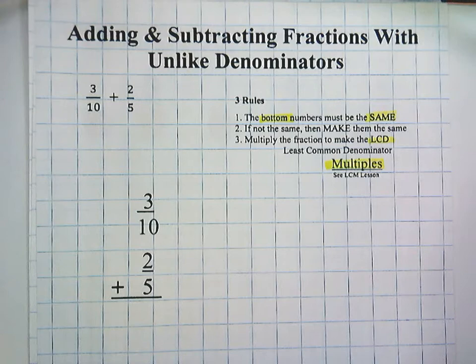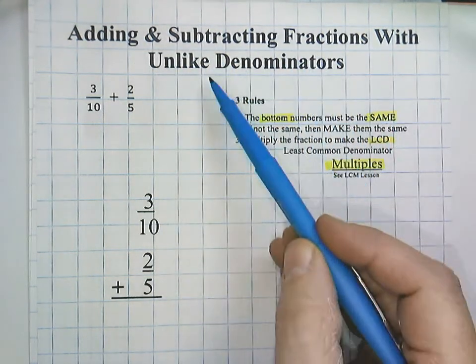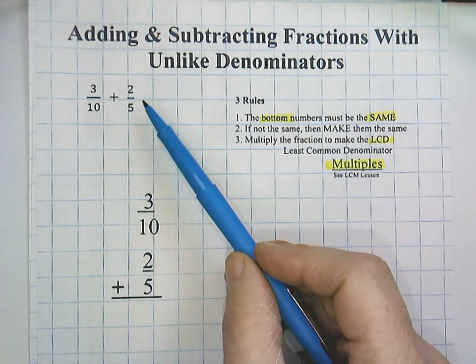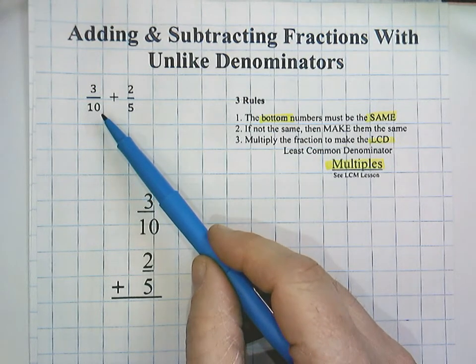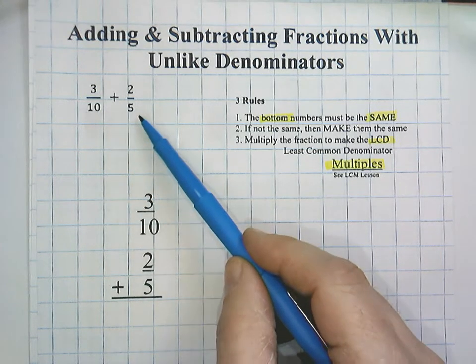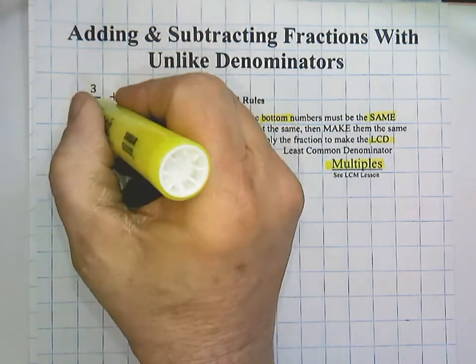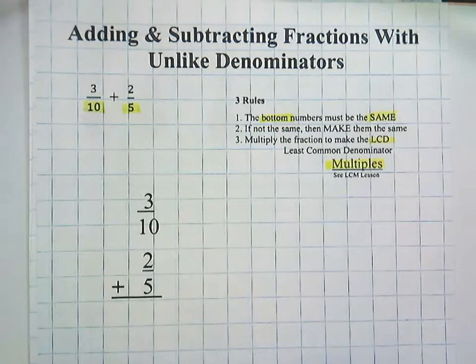Our lesson today is on adding and subtracting fractions with unlike denominators. For example, 3/10 and 2/5. If you look at the bottom number, or the denominators, you'll notice that they're not alike, they're unlike. 3/10 has tenths and 2/5, the bottom is fifths.